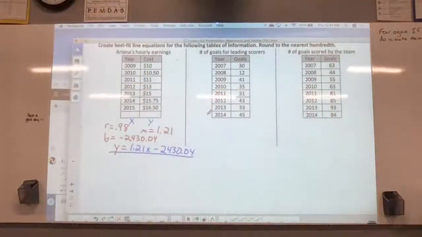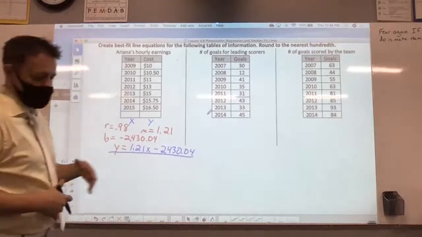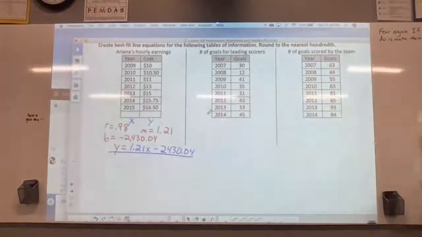I went a little long on the explanation of how to use Desmos, but for the rest I'll put the answers up so you can practice later.